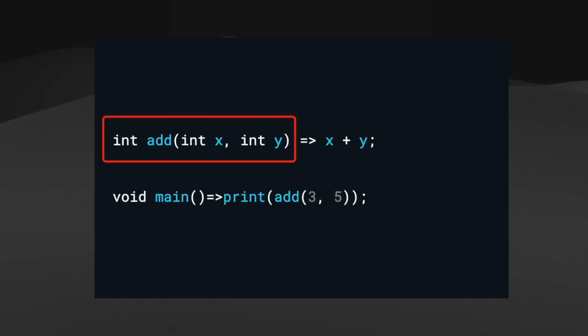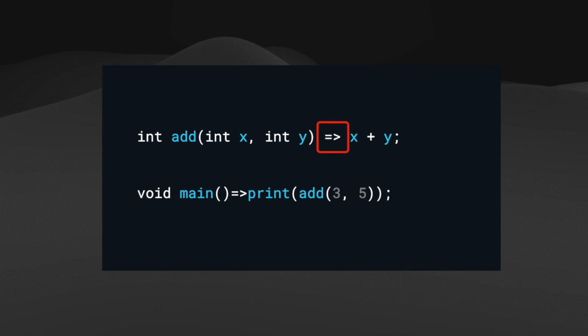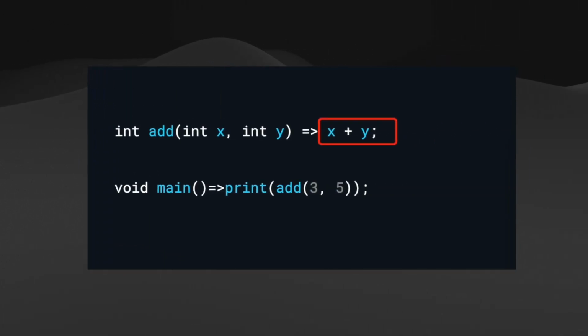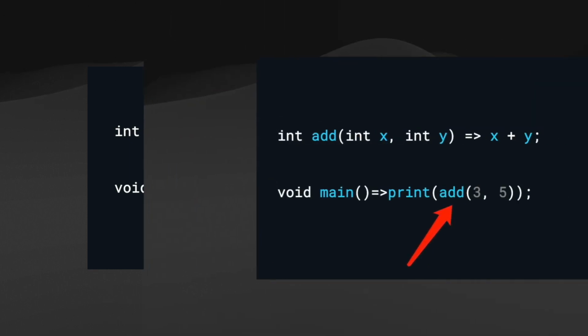So in our case, we have this function, and after that, we have this arrow sign, which stands for arrow function, and then we are returning the statement. And we can call this function from anywhere we want.